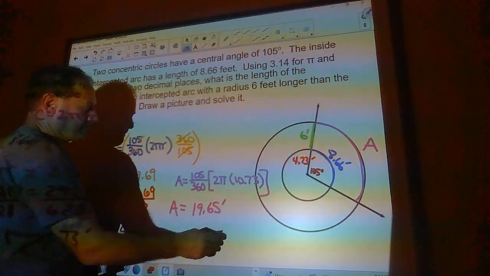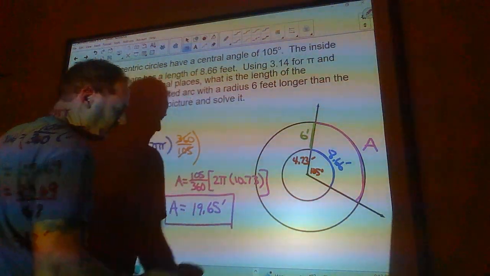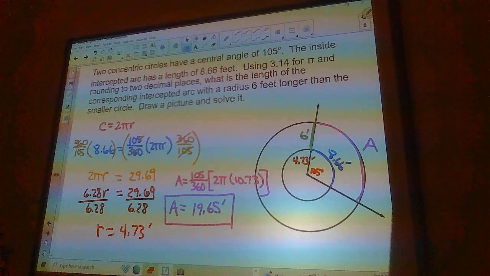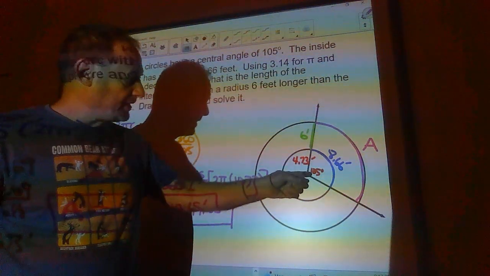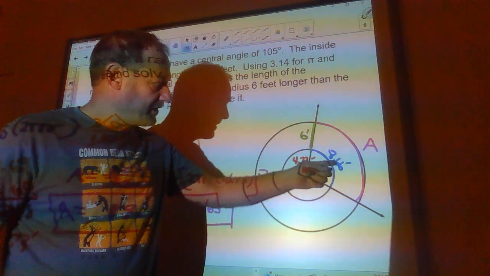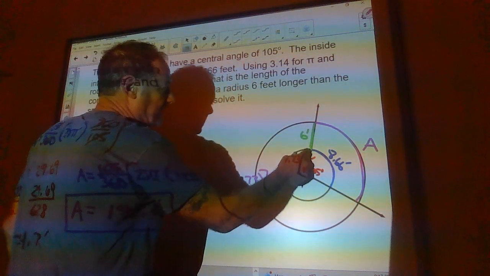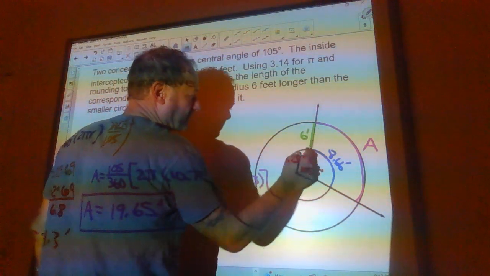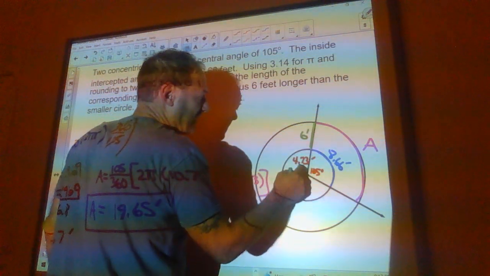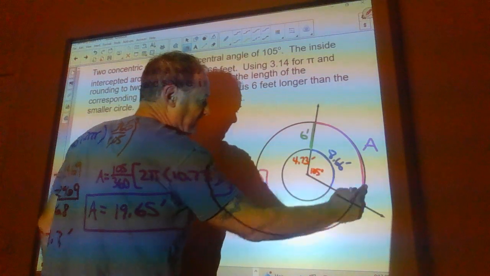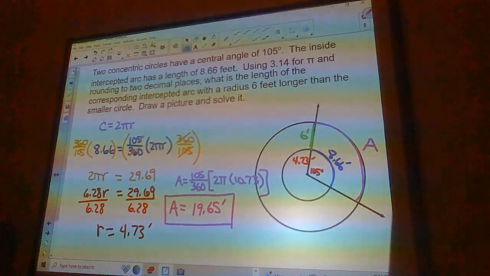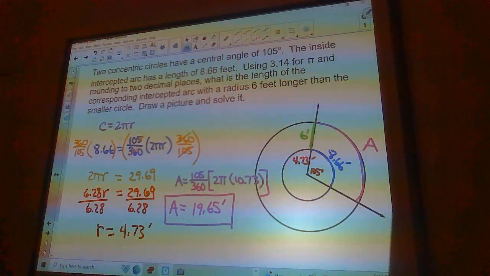Okay. So what did I do? I used this and this arc length to calculate the radius. I added the radius to the distance between the two circles. I got a new radius. Then I calculated the length of that arc right there. Okay, so there you go, 19.65 feet.